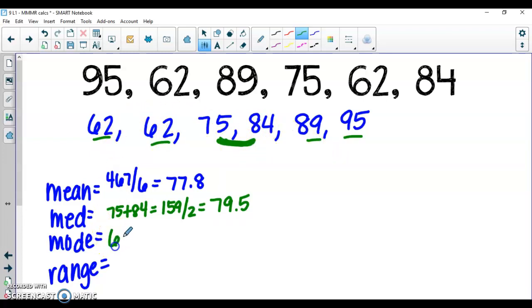that is 62. And for my range, I'm going to do the biggest number minus the smallest number, and that'll give me a range of 33.